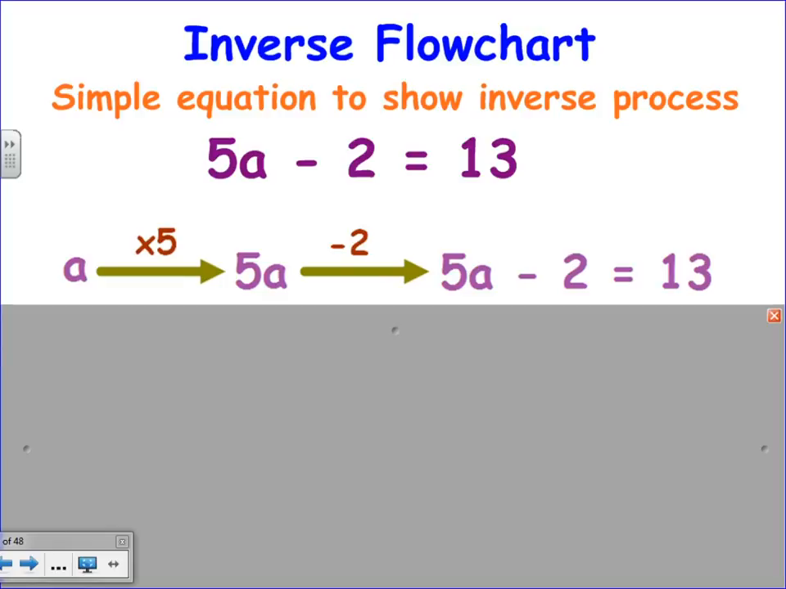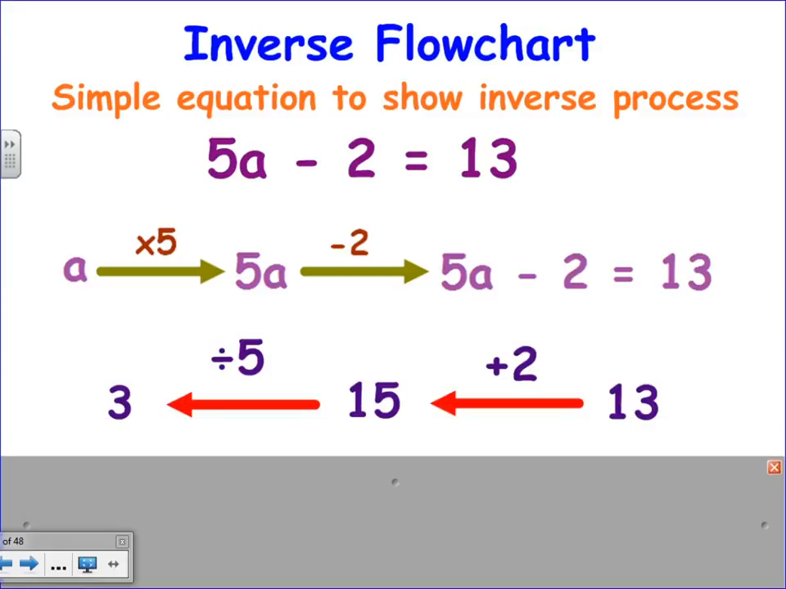So I've got A and it's being multiplied by 5. That gives me my 5A. The next thing that happens to A is it has 2 taken away. So you're subtracting 2 and it gives you your 5A minus 2, which is equal to 13. All you need to do is come back the other way with your answer, 13, and do the opposite. So, if I come back the other way with 13, instead of taking away 2, I add 2, gives me 15. Instead of multiplying by 5, I divide by 5, I end up with 3. So A is equal to 3. 5 times 3 is 15, minus 2 gives me my 13.